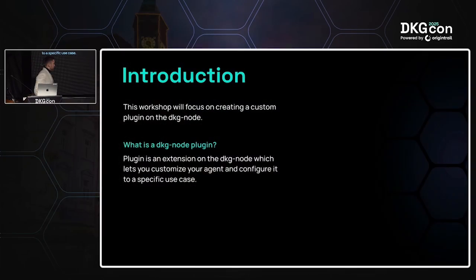We're going to focus on creating a plugin on a DKG node. What is a plugin? It's sort of an extension to the DKG node, which lets you customize your implementation for whatever you're doing. Like we presented yesterday, we had DMAST, we had Pharmagenesis, we had Azerfit, and those are all projects that are, in a way, plugins on our DKG node. So we're going to be building a very simple plugin today.